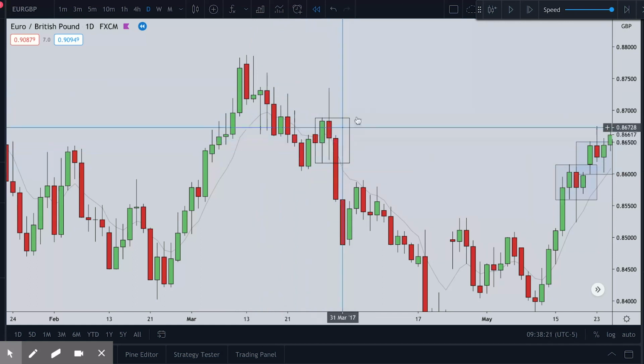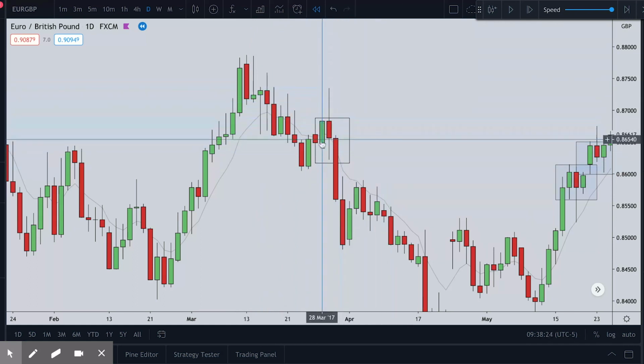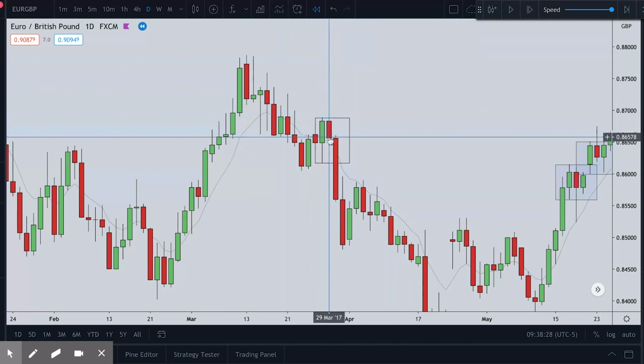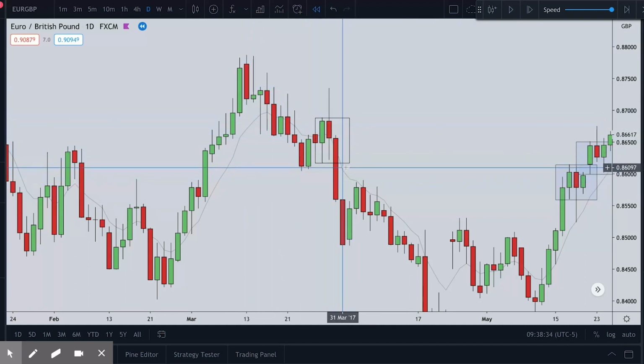The next one here, that's the inside bar, that green candle. The low of the candle and the high of the candle has this next candle contained within it. So then a closure beneath, because we're in this downtrend at the moment, will be a selling opportunity.